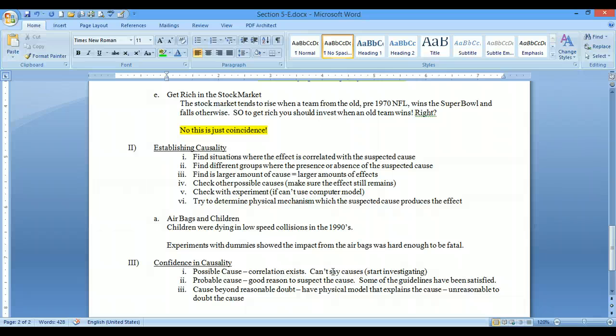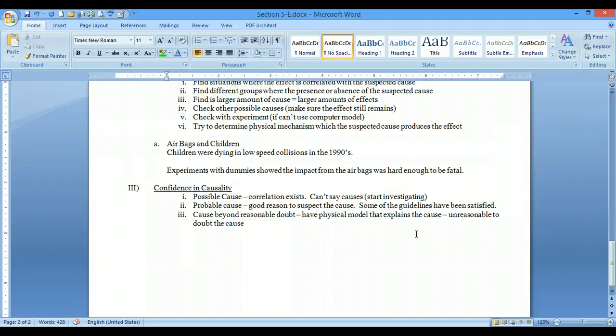And what they ended up doing is providing an experiment with crash test dummies that showed the impact from the airbags was actually hard enough to be fatal to infants and children. So what they did is they actually determined the physical mechanism of the suspected cause, and it produced the effect of these low-speed collisions and the mortality of the children.